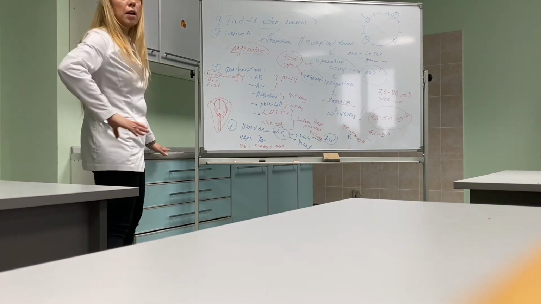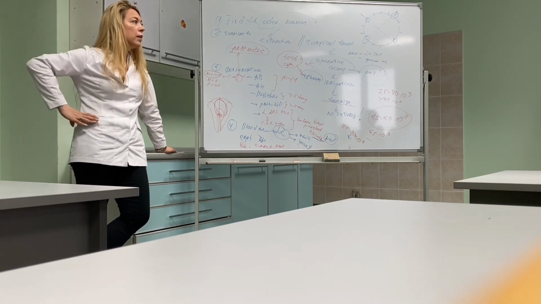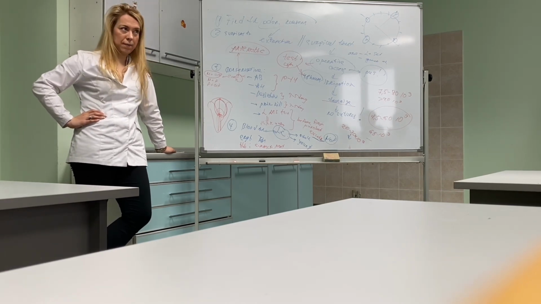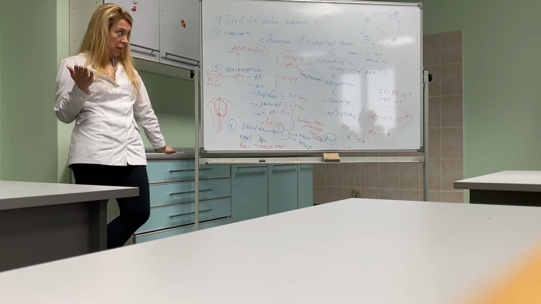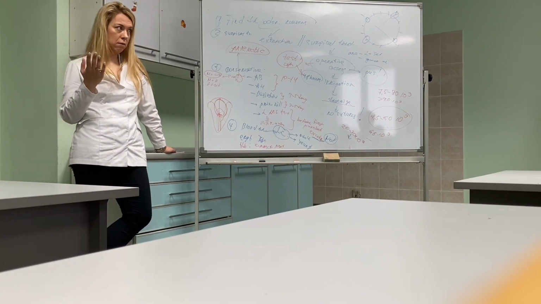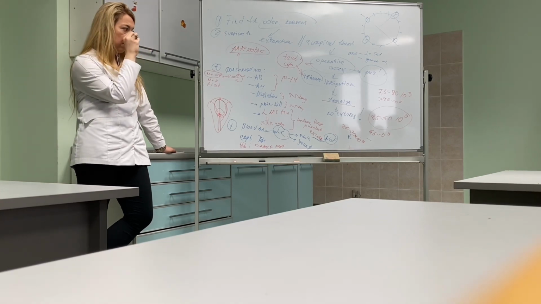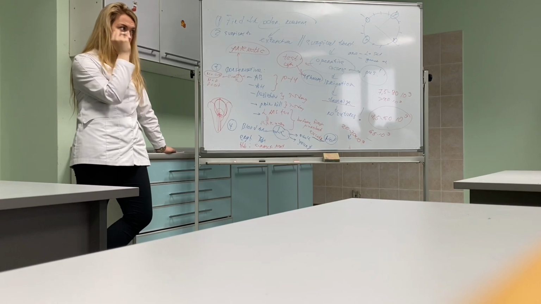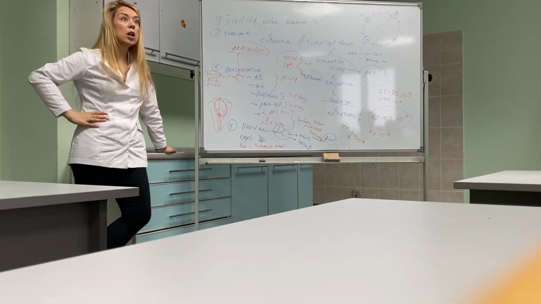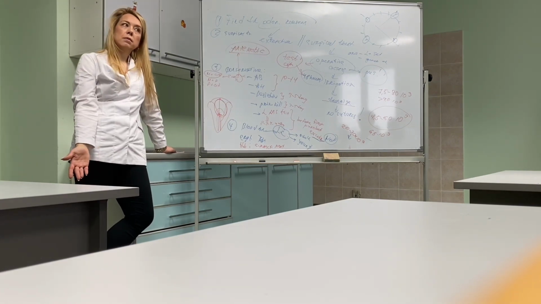C-reactive protein is present if the patient has arthritis, if the patient has hepatitis, if the patient has myocarditis. Why? It's all inflammation. For us it's like a signal that the patient has inflammation. Normally, C-reactive protein is not produced in the body. It is produced just in case of inflammation.